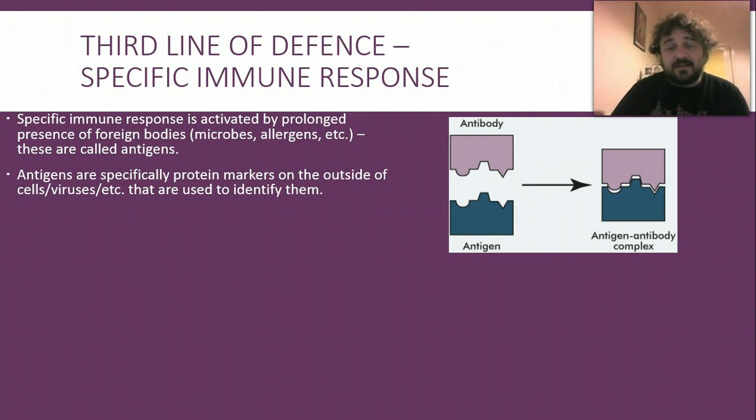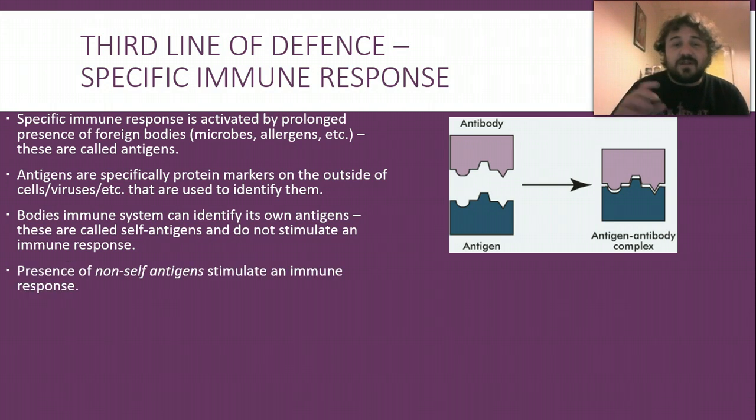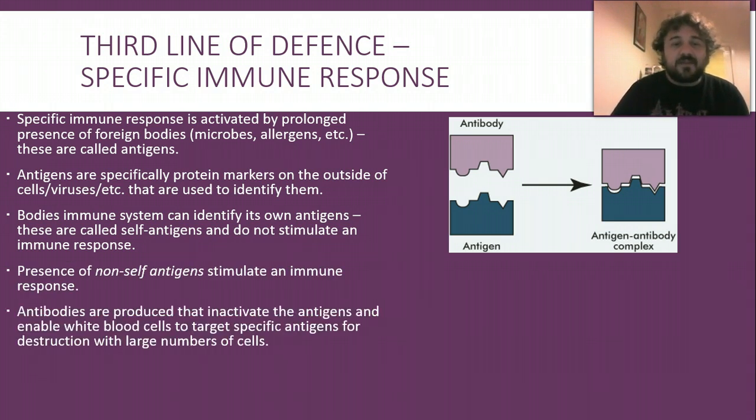If it's an antigen that is from a cell in your body, all right, that's called a self-antigen, and an antigen from outside of your body, that's called a non-self antigen. All right. So, as I said, the body identifies its own, and it doesn't attack them. It's not a big deal. But if it identifies a non-self antigen, an immune response happens. So, antibodies are produced that inactivate the antigens.